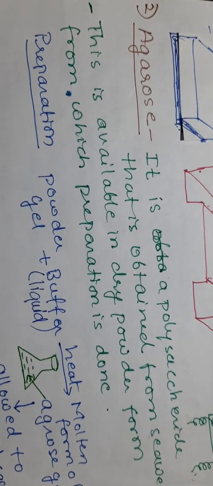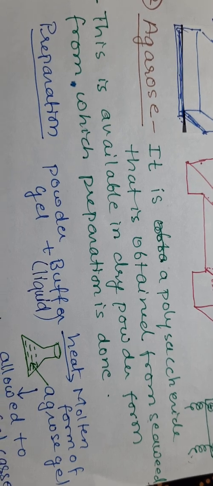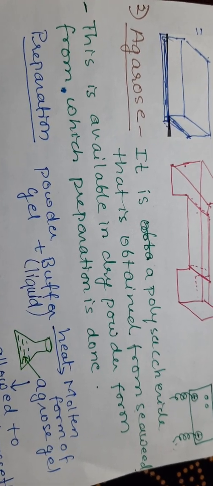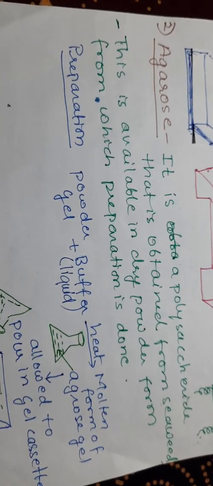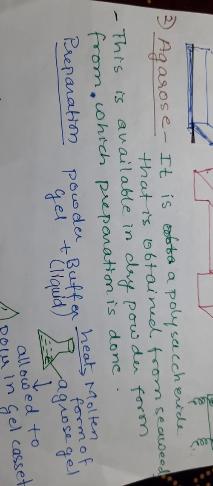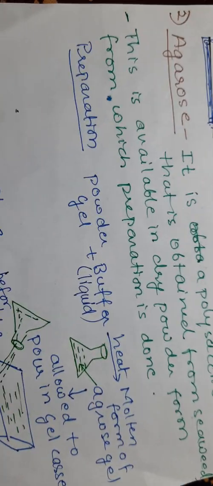The next requirement is the agarose. Agarose is known as a molecular sieve in molecular biology. It is a polysaccharide obtained from seaweed, and it is available in the market in dry powder form, from which the preparation is done.